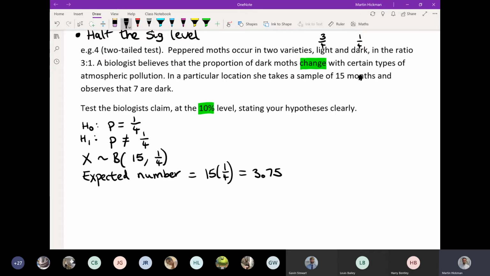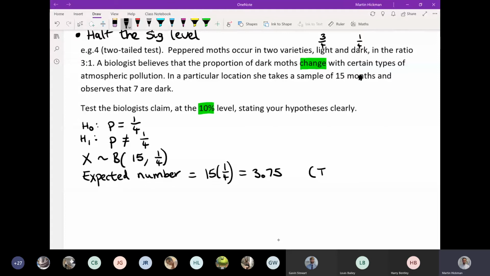Now, obviously, it would actually have to be 4 is what I would most expect, but it just gives me an idea that if the probability truly is a quarter, you would expect around 4 of the moths to be dark. So what that means is numbers such as 3, 4, and 5 are quite close to what I expect. Those aren't anything of real significance. It's the results that are further away from that 4 that do give me cause for concern.